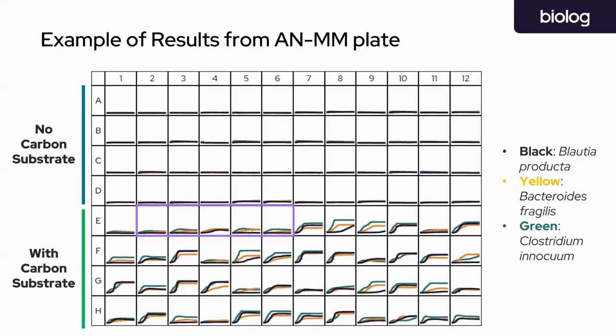Here's an example result. On the top half, lacking a carbon substrate, there is no growth. It is also worth noting that the first 5 commercial media wells E through E6 did not provide optimal support for any of the strains tested, highlighting the value of diverse biolog synthetic media formulations.